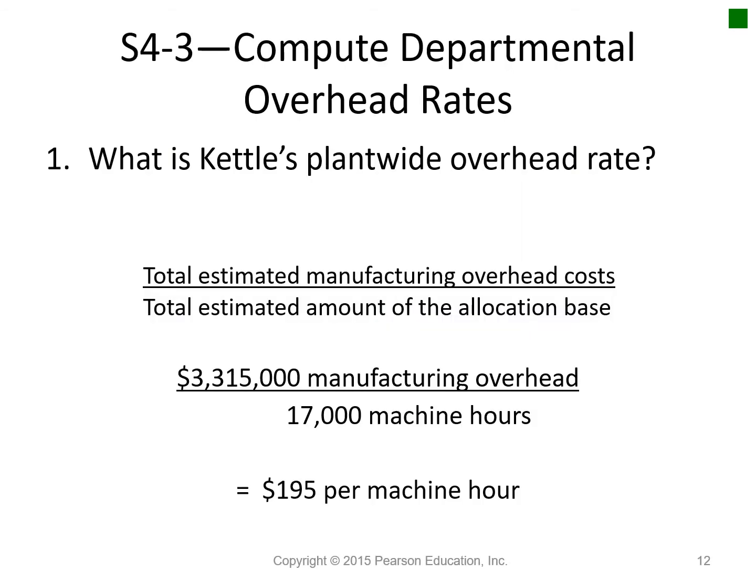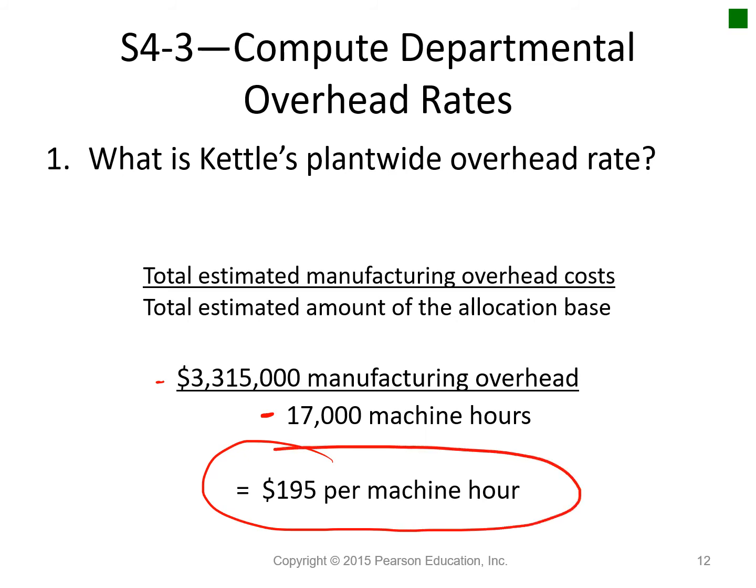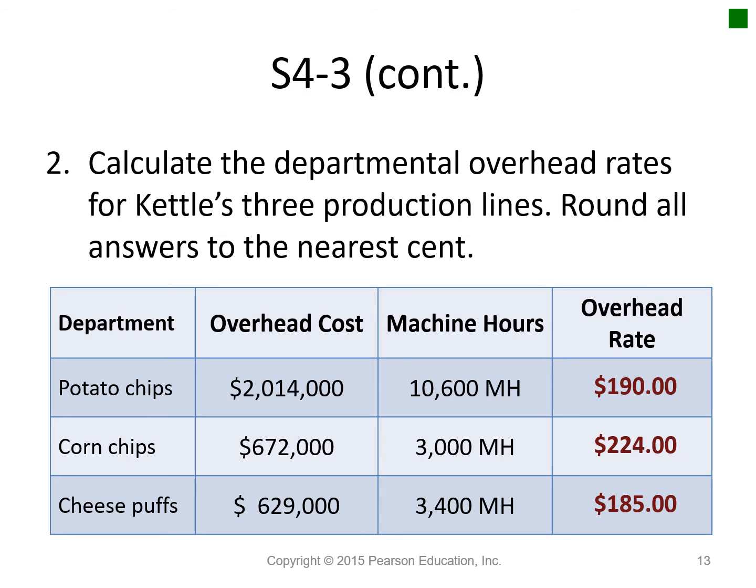Okay, so this is again from chapter 3. You just take the estimated overhead, which was given, divided by the 17,000 machine hours. So this is the one overhead rate they would use for all activities based on machine hours for this particular example. Now, the $3,315,000 basically can be allocated among potato, corn, and cheese puffs. So the $3,315,000, that's your total. Notice how they've already given you the breakdown.